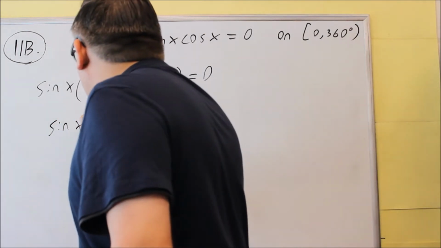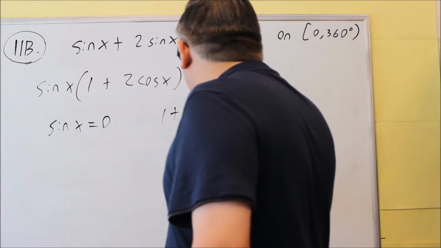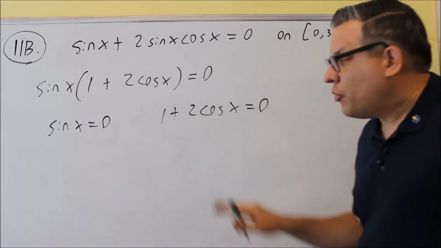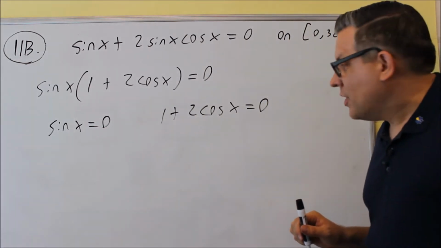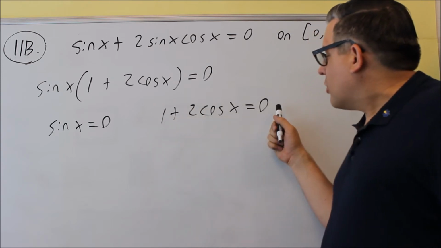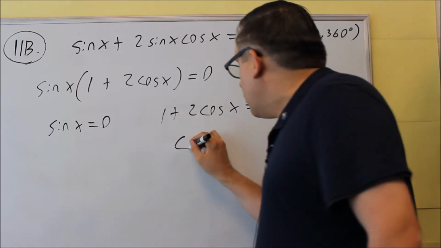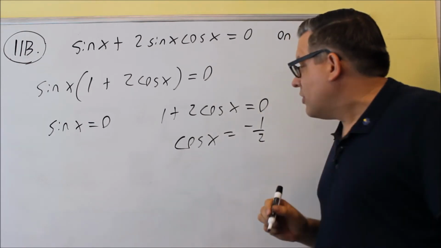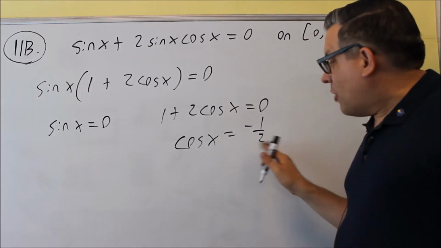Once it's in the factored form, that is when you can set each of them individually equal to 0. Okay, so sine x equals 0, and 1 plus 2 cosine x equals 0. That one's already solved. We want to solve this one for cosine. We need to subtract the 1 on the other side, divide by 2, and you'll get cosine x is going to equal negative 1/2.